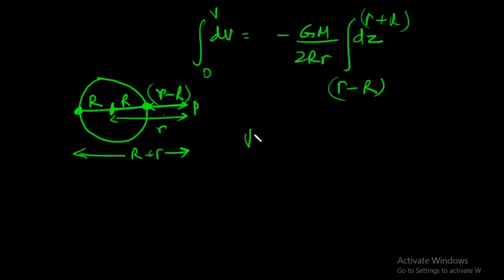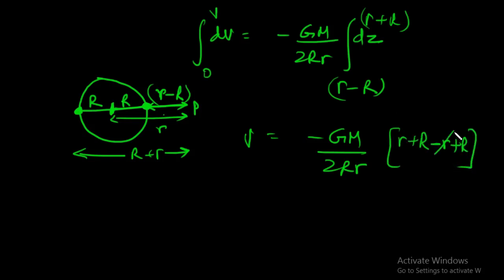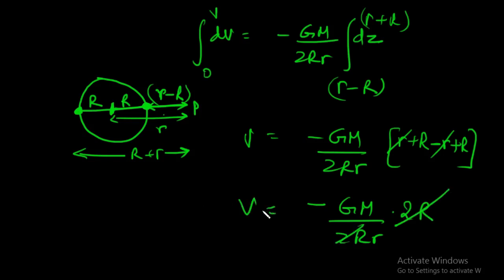Alright, so let's see, minus GM by 2Rr, and this would be r plus R minus r plus R. r gets cancelled. So this would be minus GM by 2Rr times 2R. 2R gets cancelled out. So V is minus GM by r. Alright, GM by small r, right?